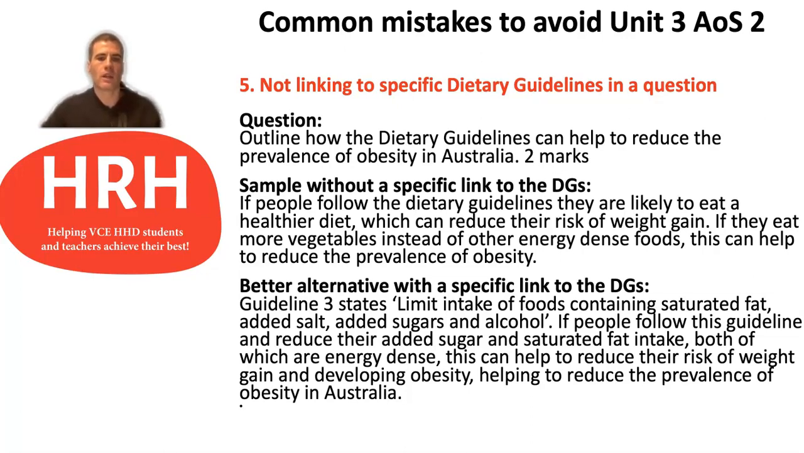Whereas the better alternative down the bottom there starts by saying guideline 3 states, limit the intake of foods containing saturated fat, added salt, added sugar, and alcohol. And then if people follow that guideline and reduce their added sugar and saturated fat intake, both of which are energy dense, that can help to reduce the risk of weight gain and developing obesity, and therefore help reduce the prevalence of obesity in Australia.